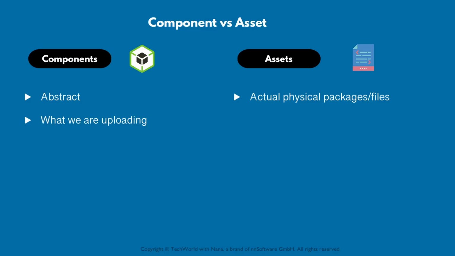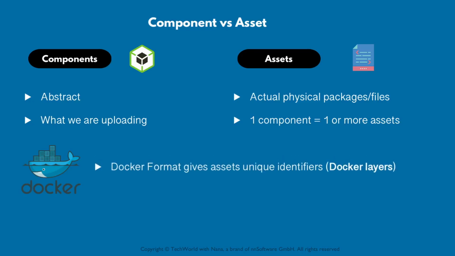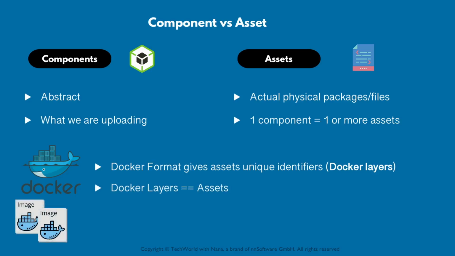And this division is important because, as you see, one component may have more than one asset. However, there could be cases where one component only has one asset. Now, an interesting thing is how the Docker repository handles assets and components. The Docker format gives assets unique identifiers and calls them Docker layers. And these layers are individual assets, and these assets can be reused for different components.